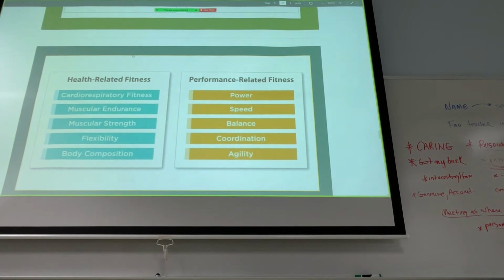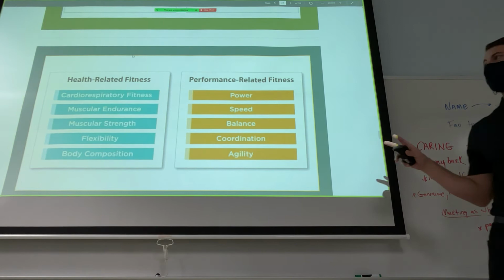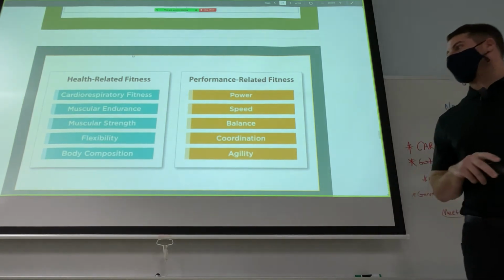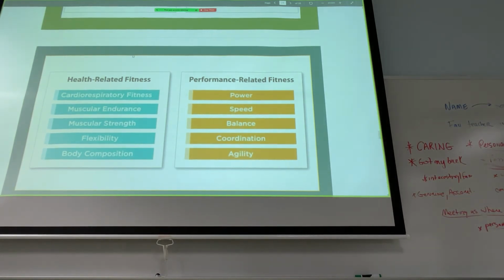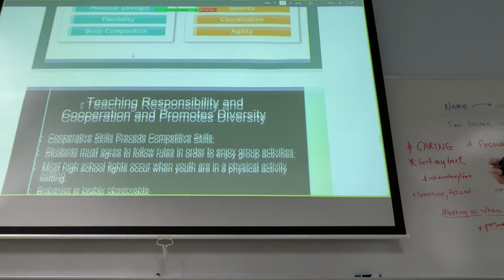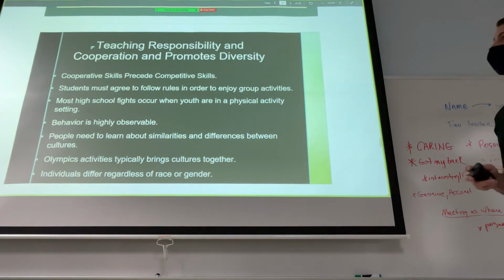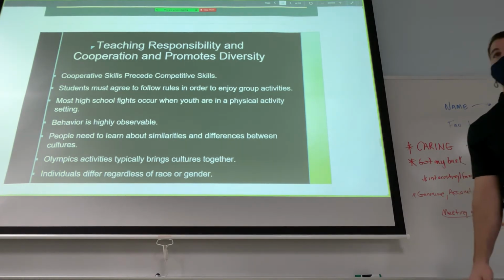Performance-related fitness is your power, speed, balance, coordination, and agility. And we're trying to meet all of these guidelines in a physical education program. So we want to make sure that we're hitting all of these, not just one. So teaching responsibility and cooperation and promoting diversity. So cooperative skills precede competitive skills.